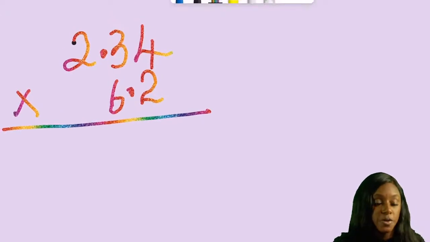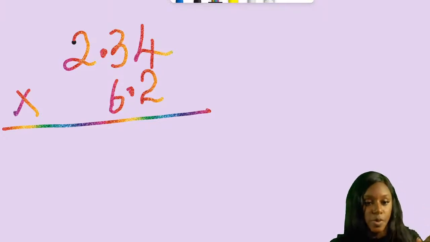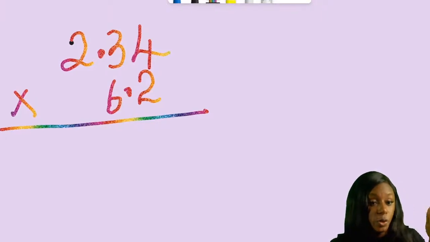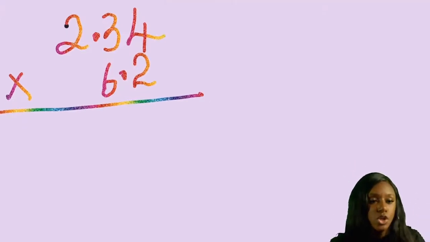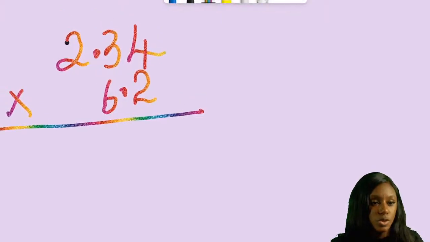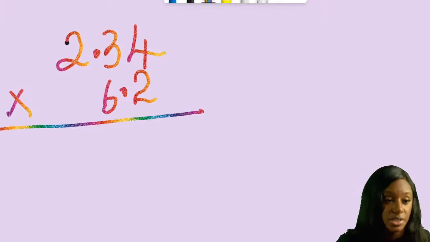So 2.34 multiplied by 6.2. First of all, notice how I placed the digits in the numbers. Notice that I did not place the decimal point right below each other. I did not align it. You do that when you are adding and subtracting. When you are multiplying, we are going to multiply these two numbers as if there's no decimal point. Like we are multiplying 234 multiplied by 62. So let's pretend there are no decimal points here.